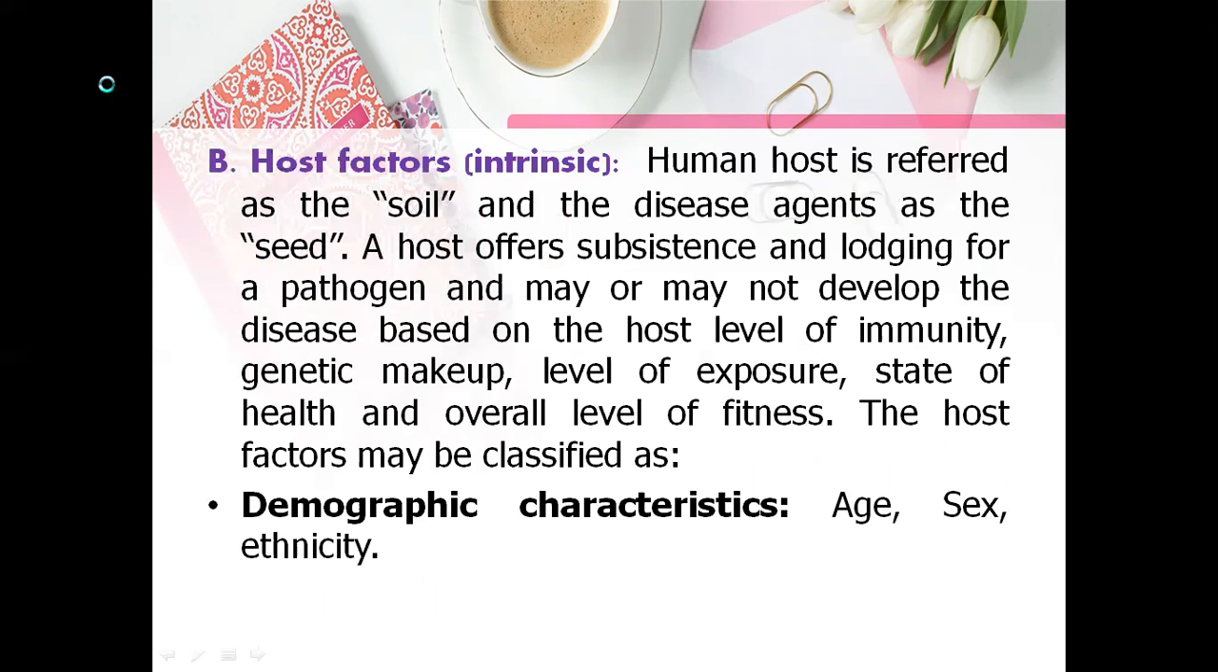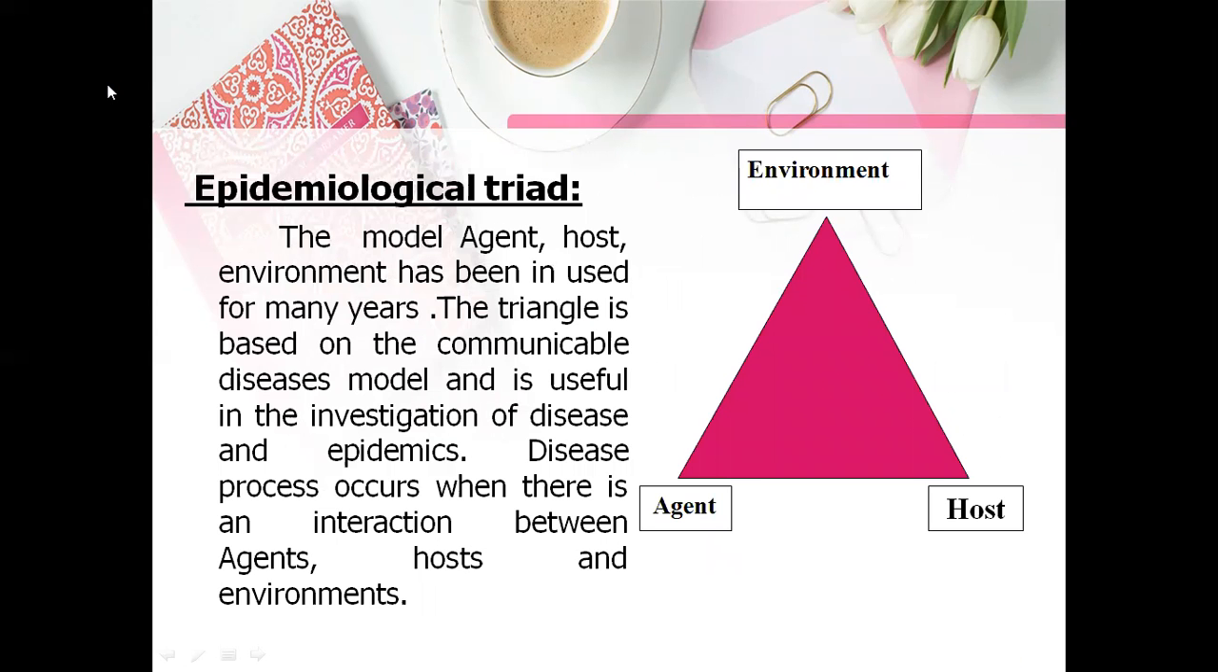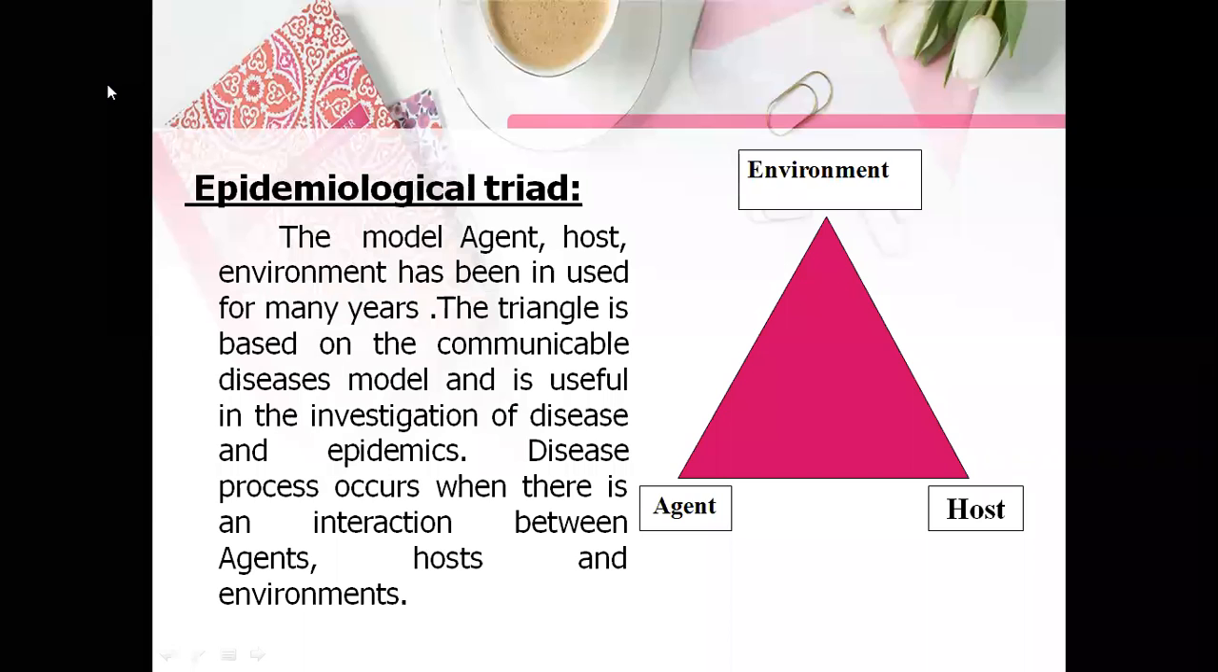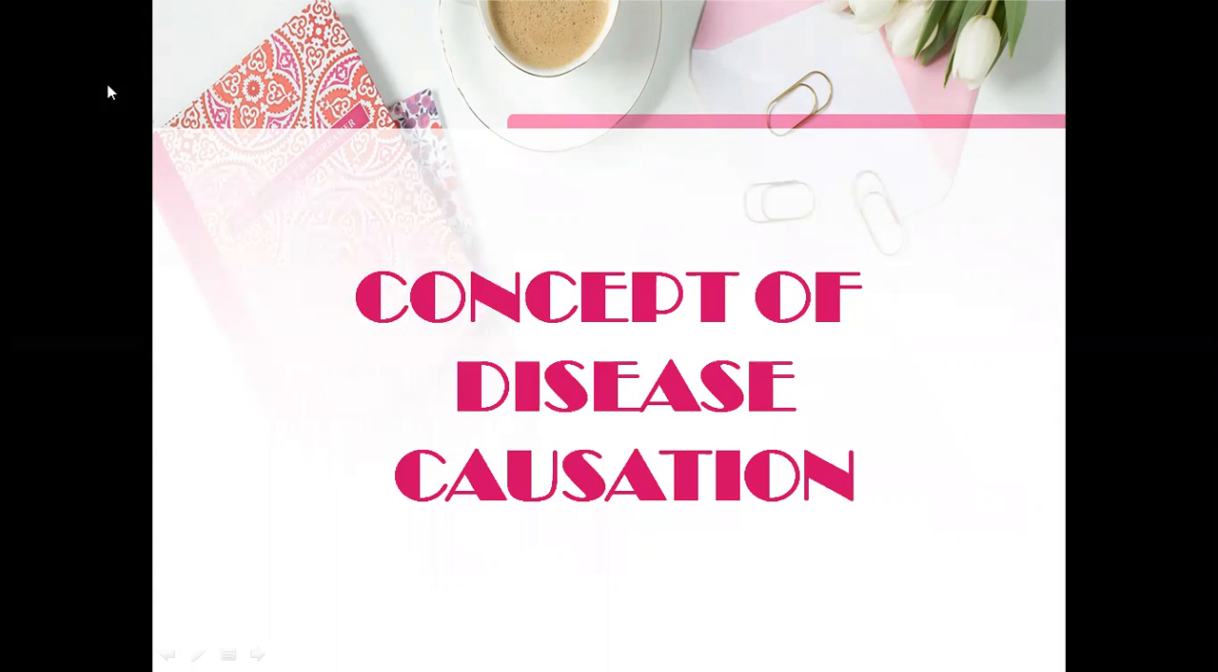So this is the concept of disease causation, in which we have three important factors: the agent, the host, and the environment. The agent is the one which causes the disease. The host is the person in whom the agent will enter, stay, and cause the disease. The environment can be physical, biological, or psychosocial. So this is the concept of disease causation.